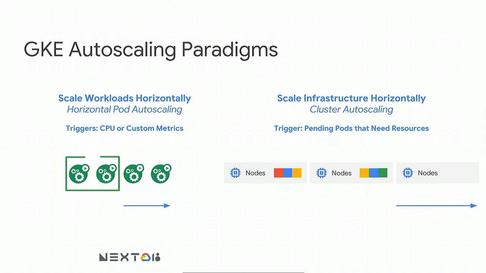We also have the concept of cluster autoscaling. If you're scaling up a numerous amount of pods, you'll eventually need to add more physical, or not physical, virtual resources to your Kubernetes cluster to run those pods. And that's where cluster autoscaling comes into play. Pending pods that need resources, maybe they're not able to be scheduled, will trigger cluster autoscaling to spin up more machines in our node pools.